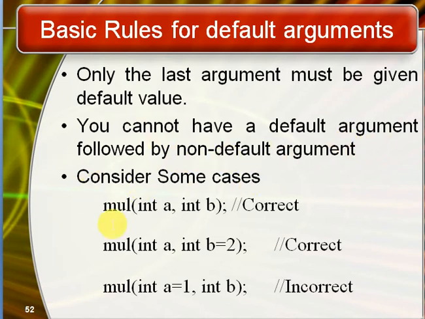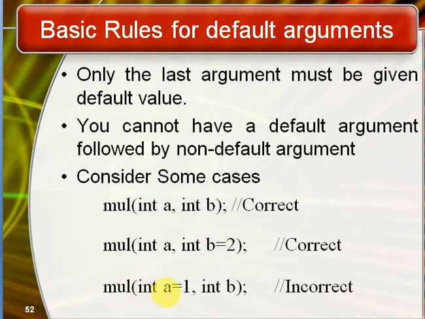Consider some cases. A user-defined function with two arguments, int a, int b. It's correct. At function declaration, we are not assigning any value to a or b. Here is another function definition: declaring variable a, and declaration as well as initialization of the other variable, int b is equal to 2. That 2 is the default argument of this function. Later values can be default arguments.